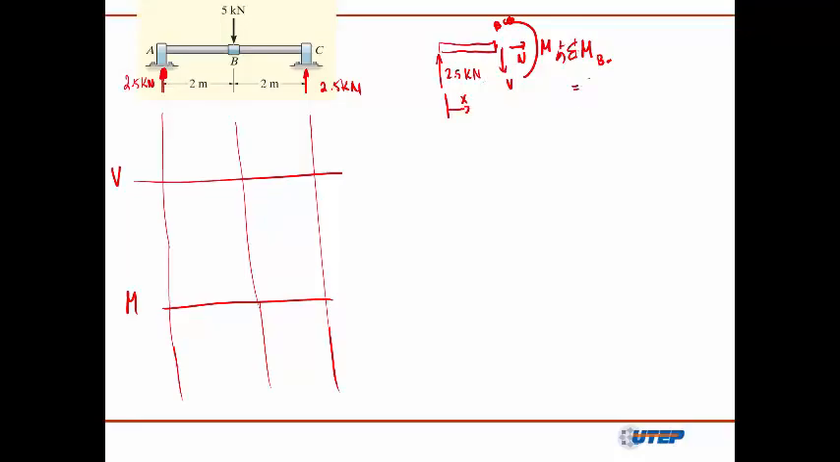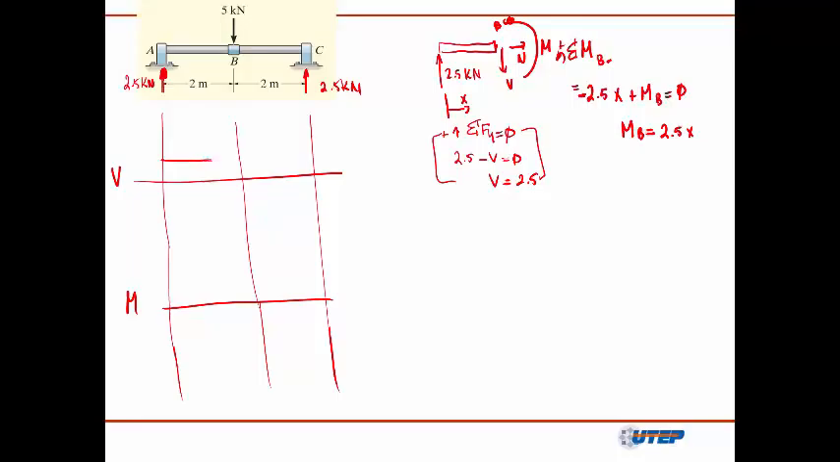Then we have 2.5 times x, and this would be a negative moment, plus the moment at point B equals 0. So the moment at point B is equal to 2.5x. Then for the sum of the forces in y equals 0, I have 2.5 minus V equals 0, so V equals 2.5. The sum of the forces does not depend on the distance, so it's 2.5.